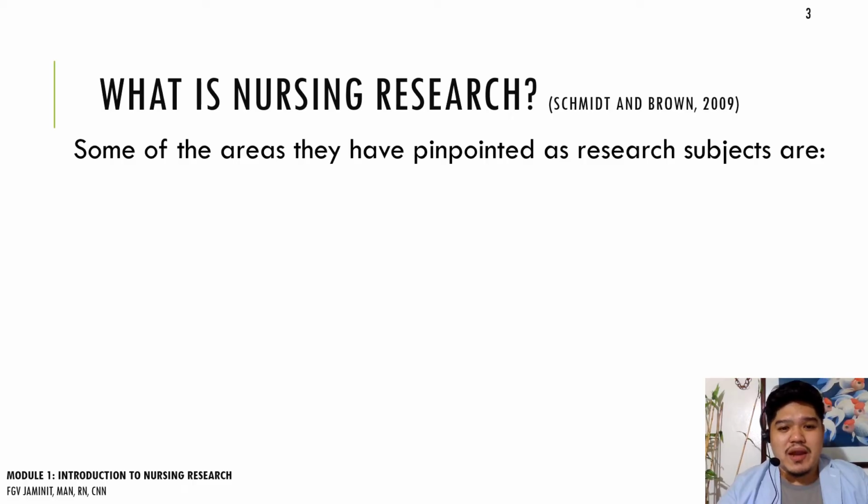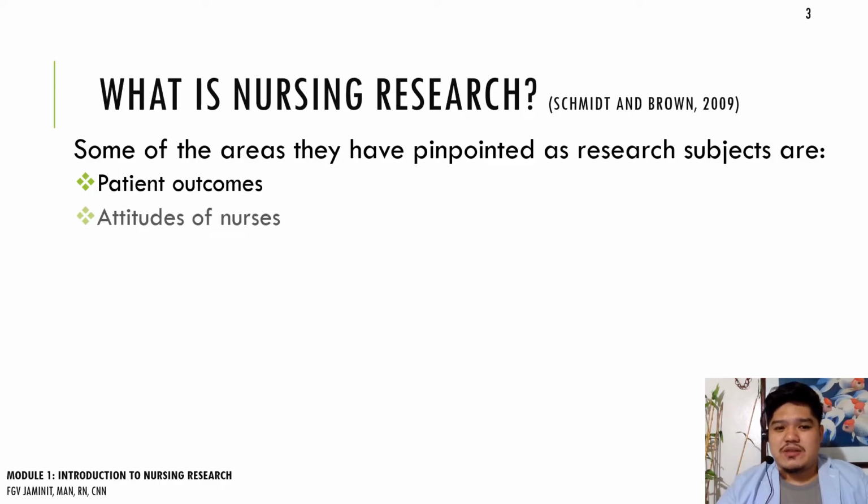So there are some areas that have been pointed out as research subjects. For example, in patient outcomes, it could be the possible effects of a certain nursing procedure on patient outcomes, or whether there could be changes in the patient outcomes due to some nursing intervention. Another subject is the attitude of nurses towards a certain phenomenon, or their reaction to a certain procedure or technique that is being implemented in their institution.